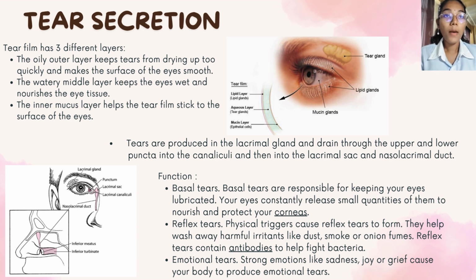First, basal tears. Basal tears are responsible for keeping your eyes lubricated. Your eyes constantly release small quantities of them to nourish and protect your corneas. Next is reflex tears. Physical triggers cause reflex tears to form. They help wash away harmful irritants like dust, smoke, or onion fumes. Reflex tears contain antibodies to help fight bacteria. Third is emotional tears. Strong emotions like sadness, joy, or grief cause your body to produce emotional tears.